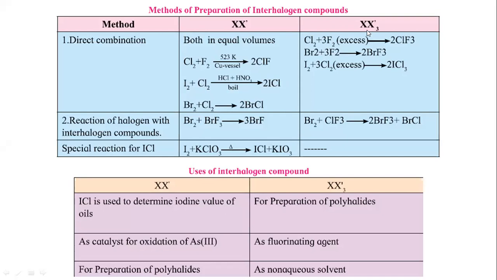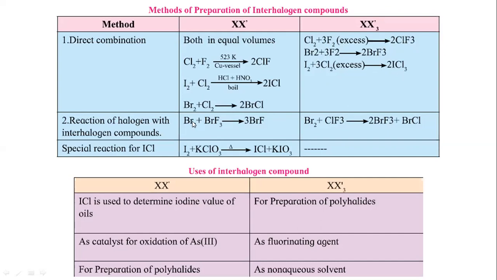Then XX dash 3 is prepared. One example I will discuss: Cl2 plus 3 F2, in excess, they give 2 ClF3. Then Br2 plus 3 F2 gives 2 BrF3. Then I2 plus 3 Cl2 gives 2 ICl3.